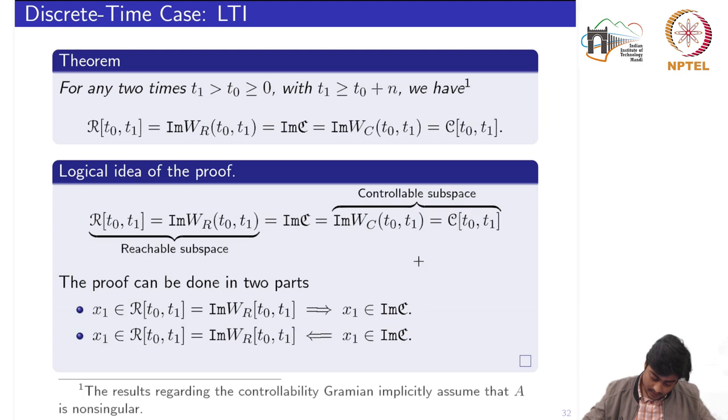Note that whatever results we are talking about where we have considered the controllability Gramian, it implicitly assumes that the matrix A is non-singular. This is because the controllability Gramian includes the backward computation of the state transition matrix, and the backward computation is only possible if the matrix A is non-singular for all time t in the case of time varying, and in the case of time invariant it should simply be non-singular.